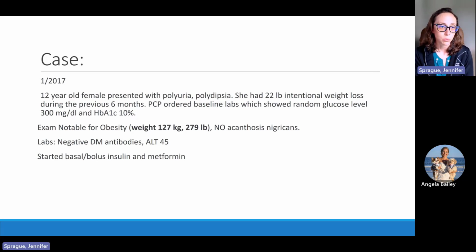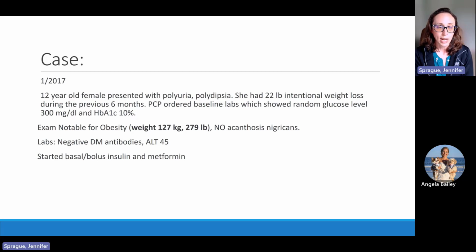Her PCP ordered baseline labs that showed a random glucose level of 300 and a hemoglobin A1C of 10%. Her exam was really notable for obesity. Her current weight at presentation was 127 kilos, so 279 pounds at age 12. She did not have acanthosis nigricans on her exam.